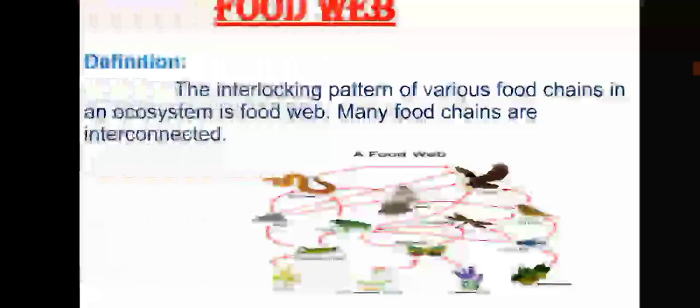Food web is nothing but the interlocking patterns of various food chains in an ecosystem. Many food chains are interconnected in a web manner, which is called a food web. So here this picture indicates that a large number of food chains are interconnected, so it is known as a food web.